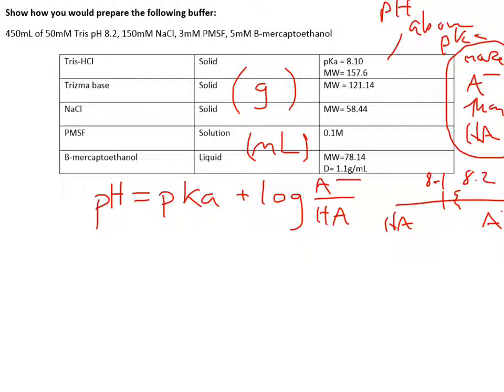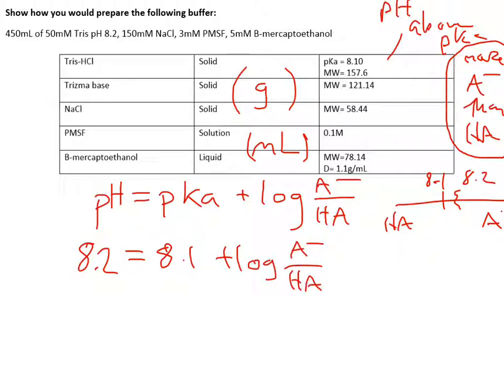Alright, so I'm going to start plugging in some values. We know our pH we want is 8.2. Our pKa is 8.1. And we don't know this part, and we're trying to solve that. Okay, I'm going to subtract 8.1 from both sides. 0.1 is equal to the log of A over HA. Okay. I'm doing a common log.